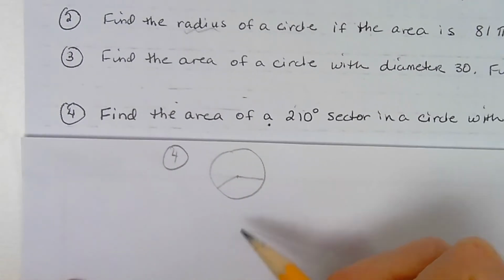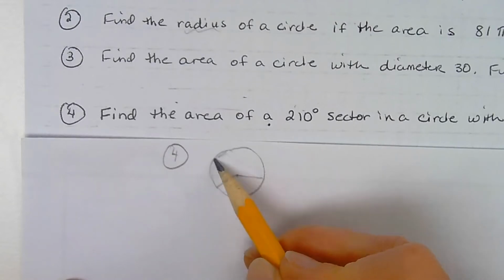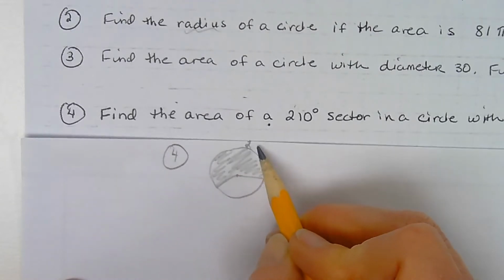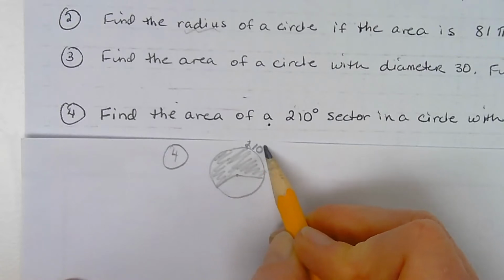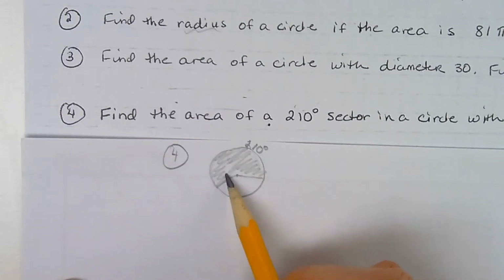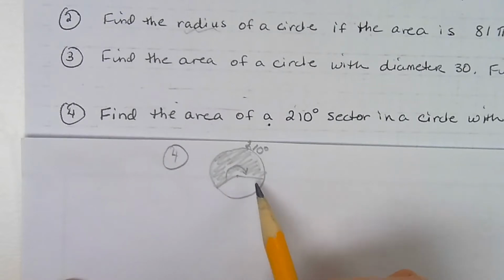So I can draw it something like this. Maybe it's going to be this area right here. And this is 210 degrees. And I'm being asked to find the area of this sector that's 210 degrees and has a radius of 12.